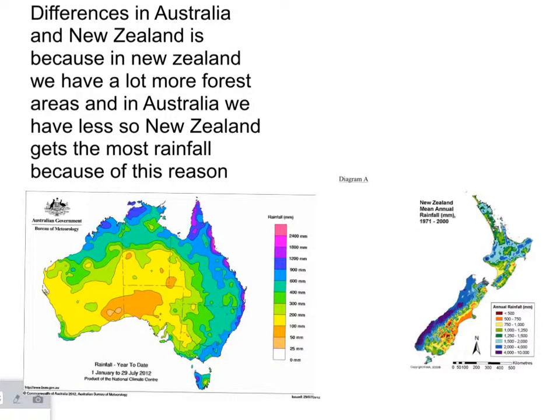These are some of the differences I put down between Australia and New Zealand. The difference is that in New Zealand we have a lot more forest areas, and in Australia we have less. New Zealand gets more rainfall because of this, because it has more rivers, it's more surrounded by water, and it's got less inland because it's most likely a smaller place.